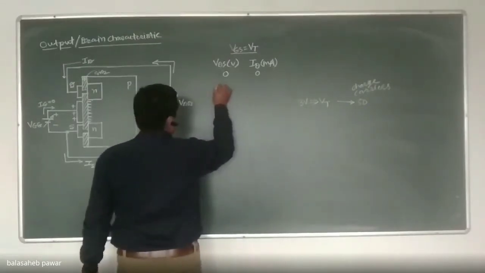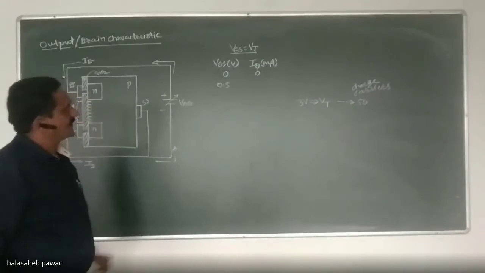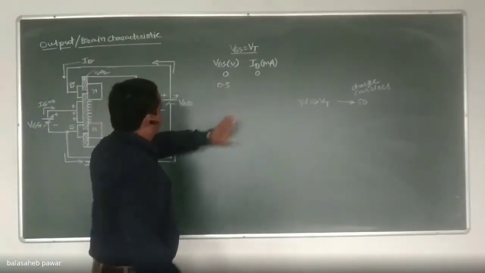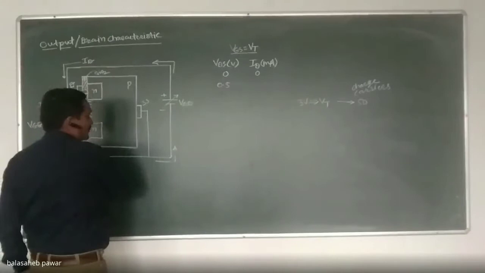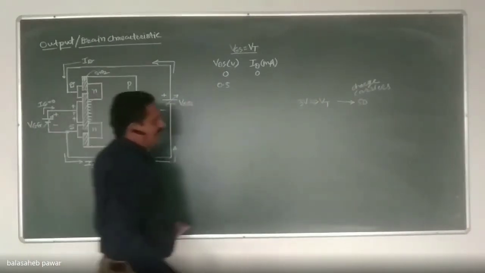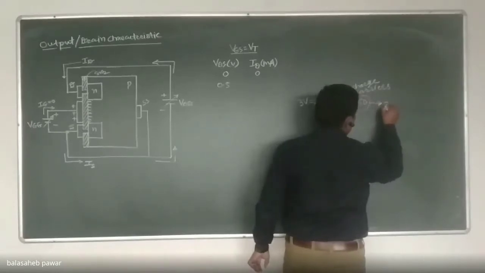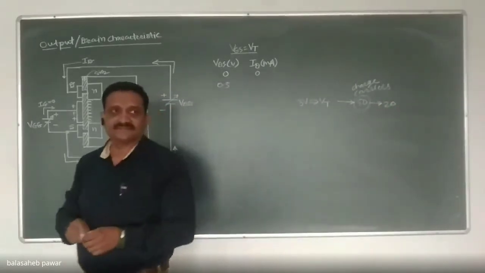Now, if VDS equals 0.5 volts, here we will consider plus 0.5 volt is applied to the drain with respect to source. By that 0.5 volt, out of these 50 charge carriers, here we will consider only 20 charge carriers will start to migrate.